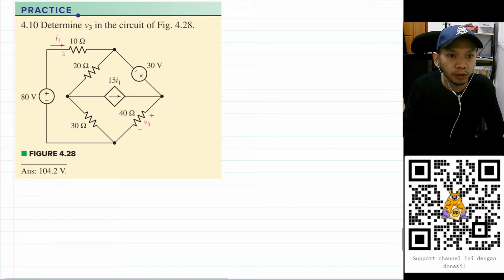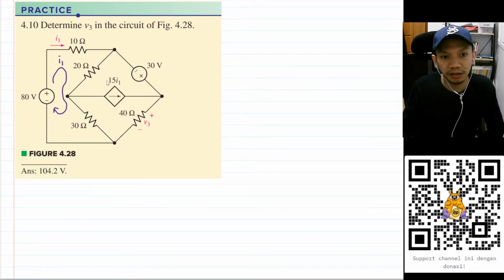This is I1, so that is also the current loop that goes through this one, right? So this loop here is I1. Now let's make another loop, maybe this one, is loop 2. So name this I2. And this one will be I3.